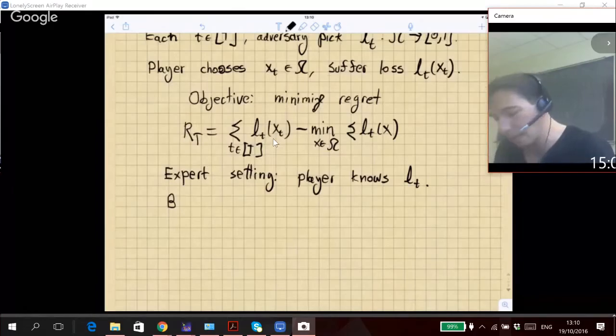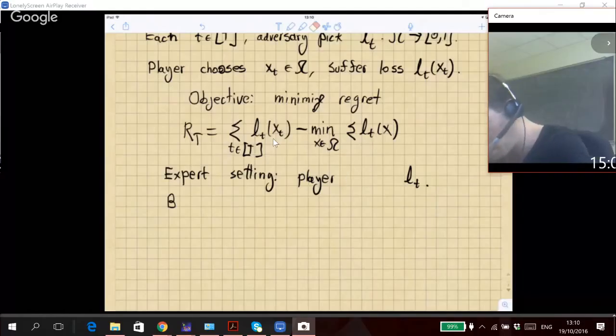So this is the expert setting. He learns l_t only after picking x_t, right? Yes, of course. So the player plays x_t and then learns l_t. Thank you.